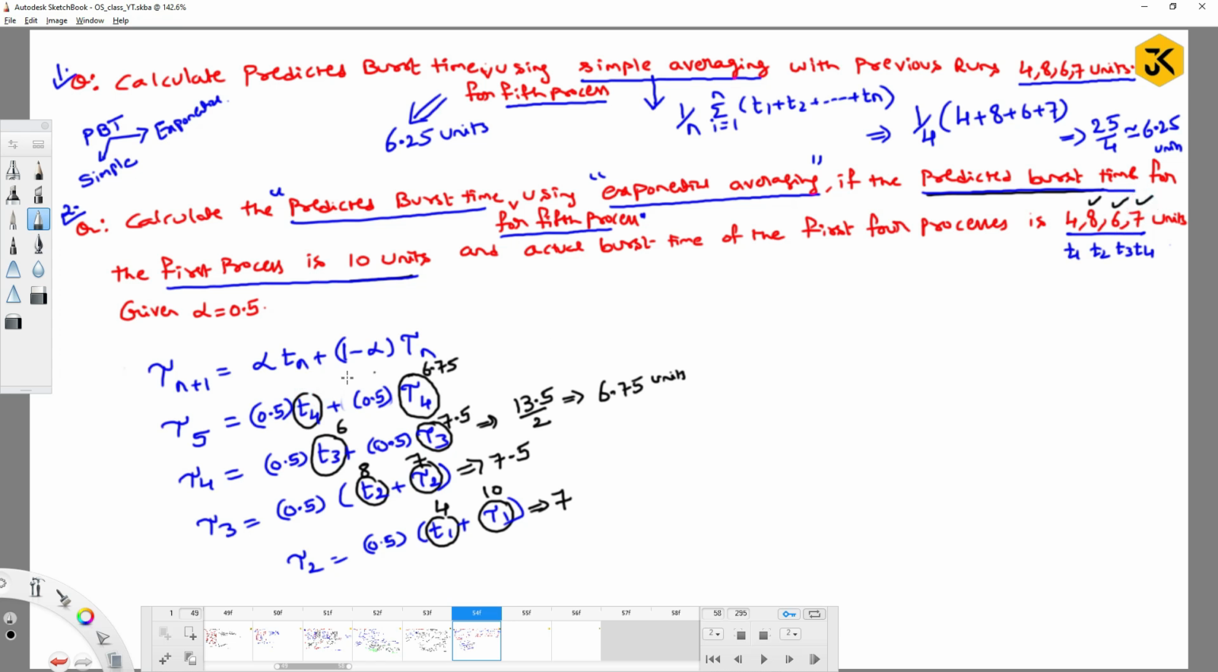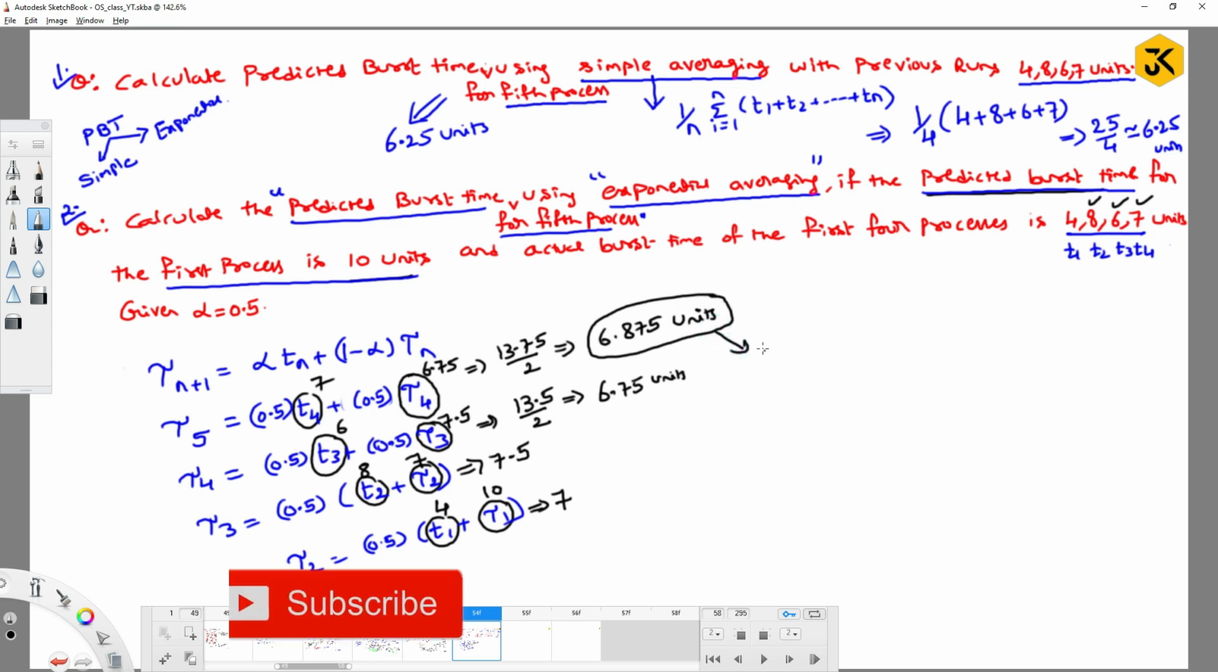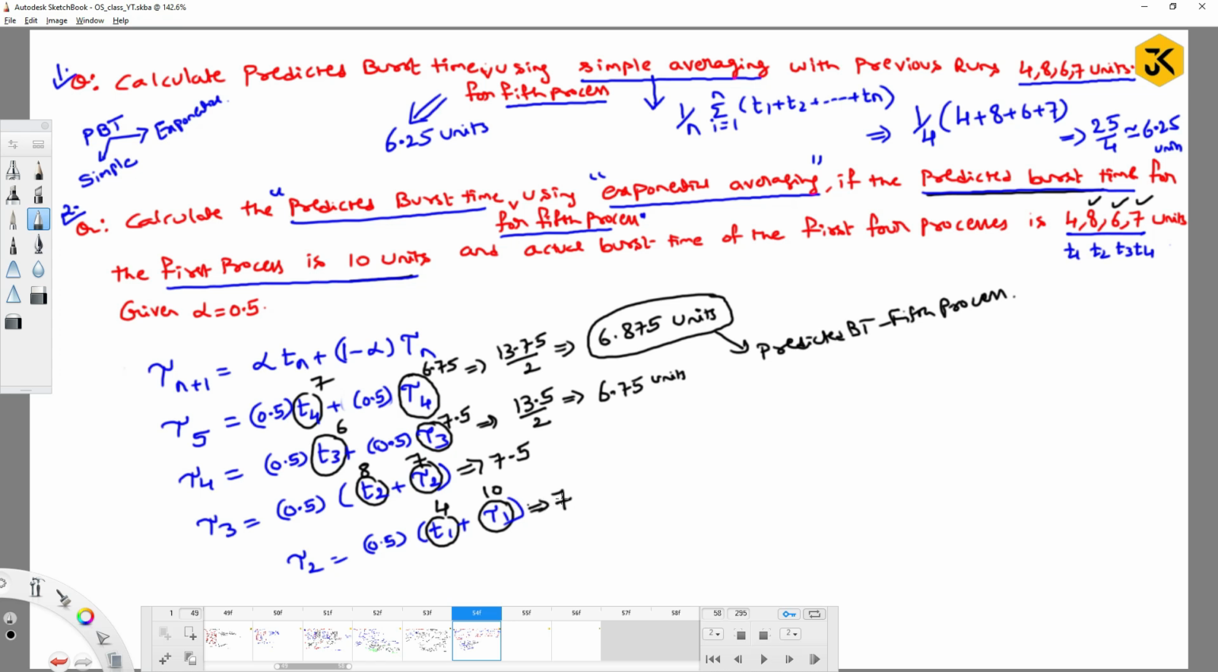What is T4? T4 will be 7, which means 6.75 plus 7 is 13.75, 13.75 by 2, which is approximately 6.875 units. So this is the answer for what they asked. The predicted burst time for the fifth process is 6.875. Hope you understood this problem clearly, guys.